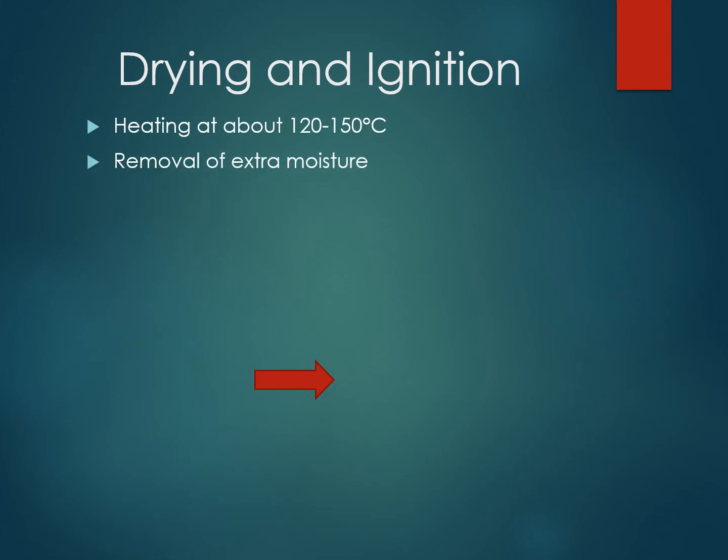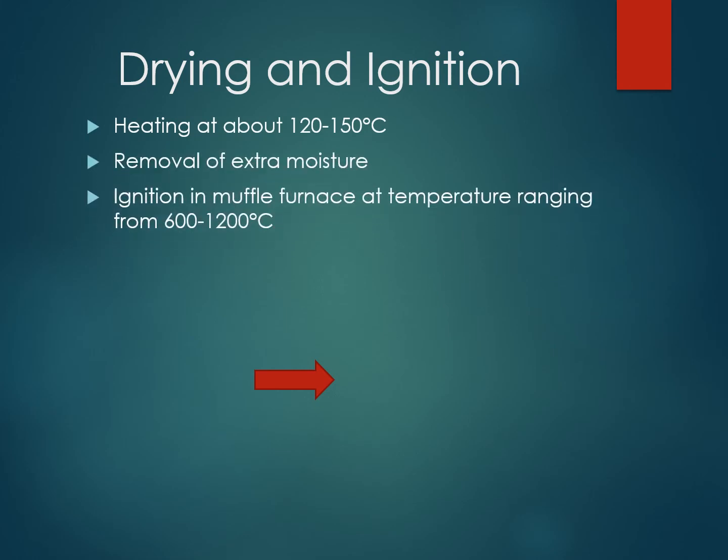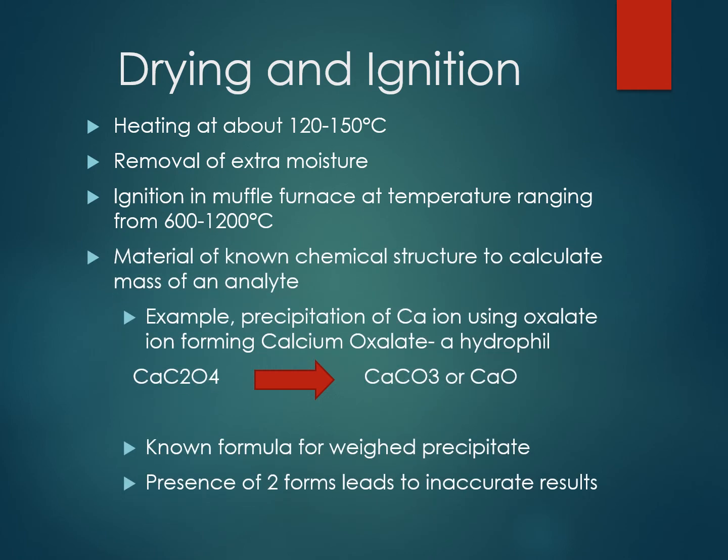Then the next process is drying and ignition. Precipitate obtained upon filtration is then dried using either an oven or a furnace. A temperature of 120 to 150 degrees Celsius for removal of extra moisture is maintained in an oven. Further, on removal of moisture, this precipitate is ignited in a muffle furnace at a temperature ranging from 600 to 1200 degrees Celsius.